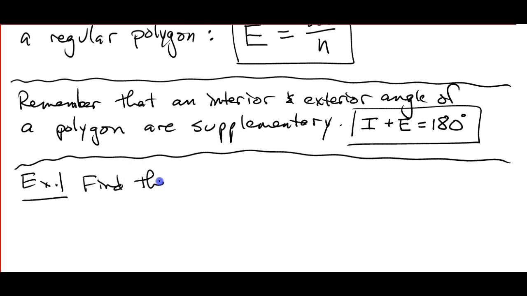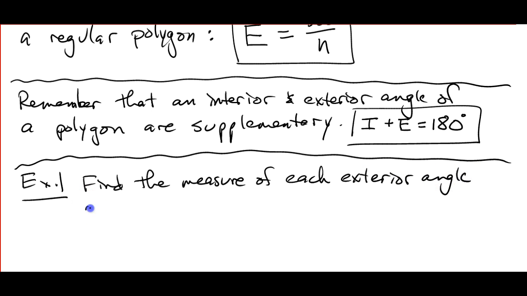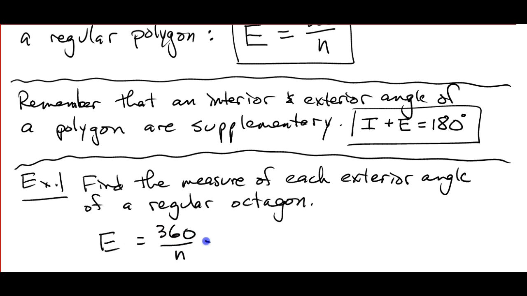Find the measure of each exterior angle of a regular octagon. Alright, so I've got our formula. E is equal to 360 divided by n. I know that an octagon has 8 sides. 360 divided by 8 is 45 degrees.